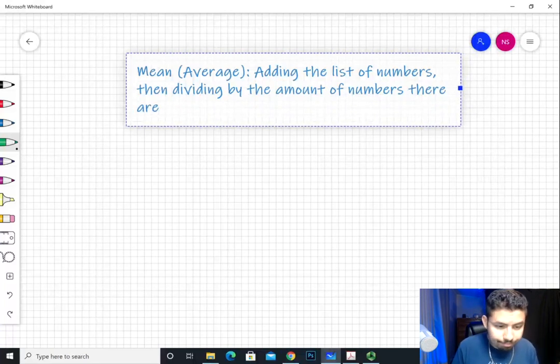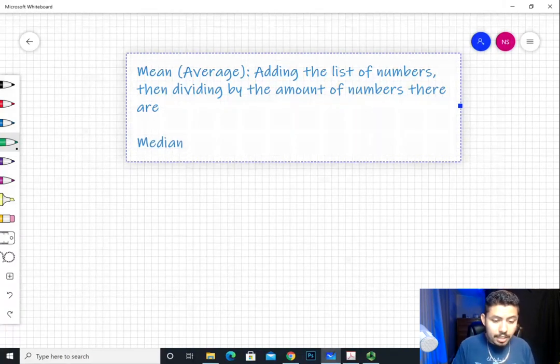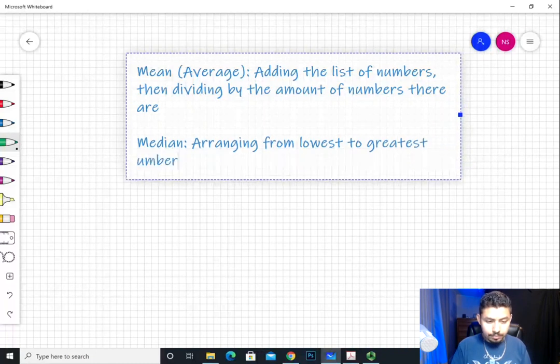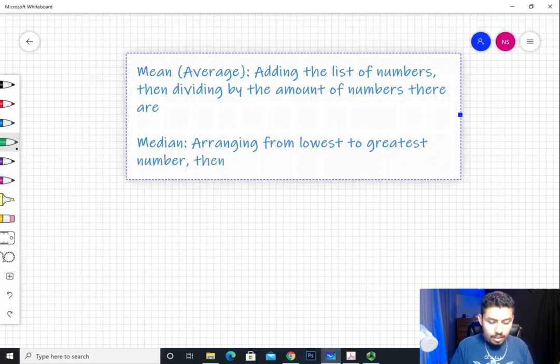Pretty straightforward. All right. Median. Again, I'm going to be explaining this as I go. I just want to write this all down. Median. It is arranging from lowest to greatest number, then choosing the middle number.